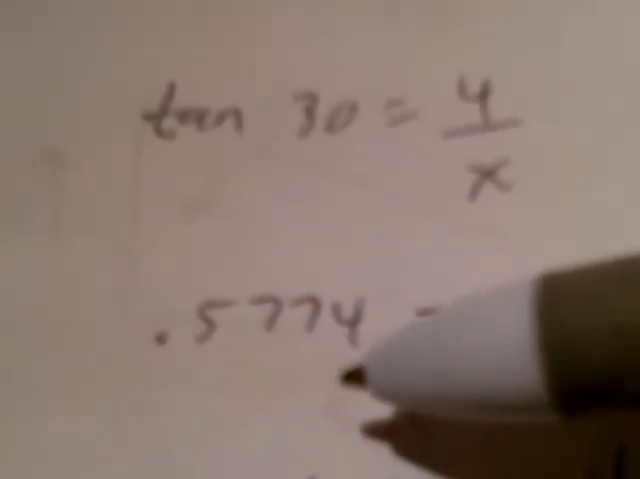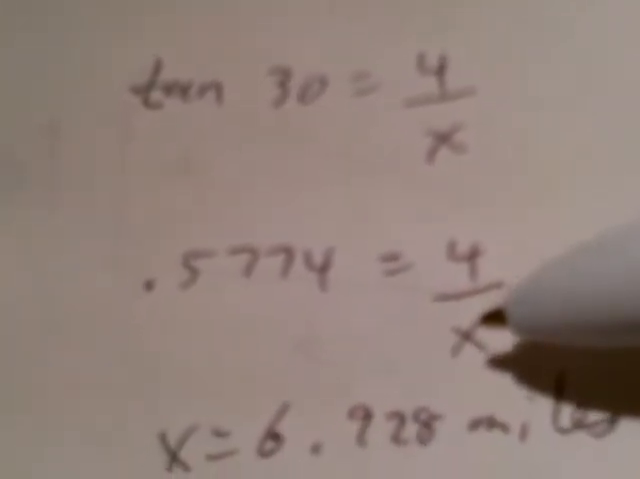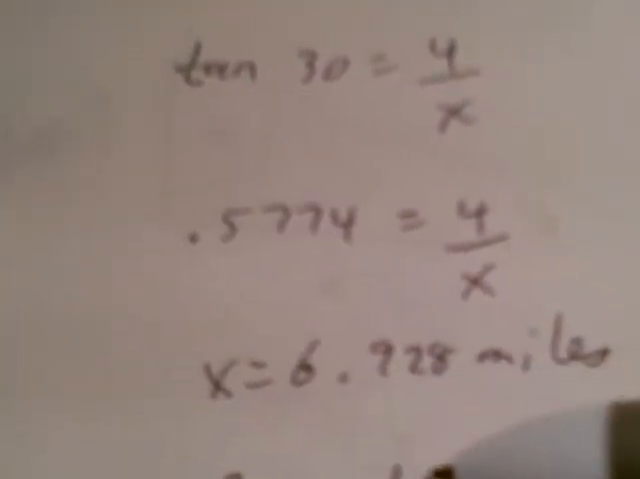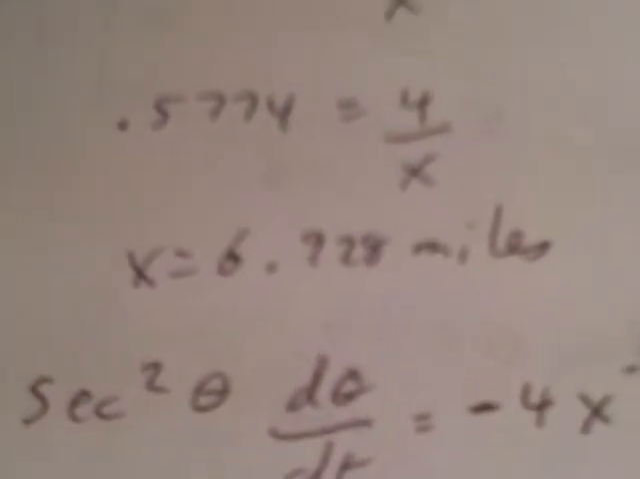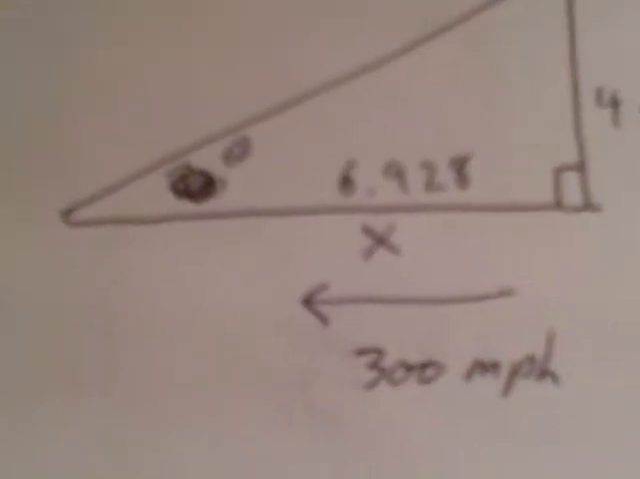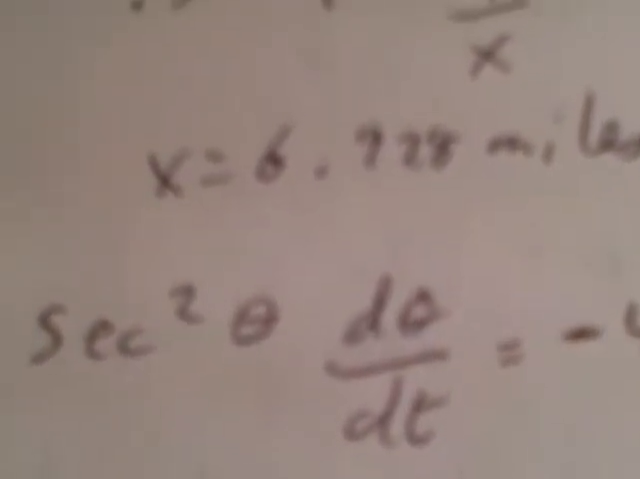So we have the tangent of 30, which is 0.5774, equals 4 over x. Do a little quick switching and calculating. As it turns out, x is 6.928 miles away. So the observer is 6.928 miles away, which we can write right up here, 6.928 miles away. Now we go back down here, and we do the derivative of this function right here.